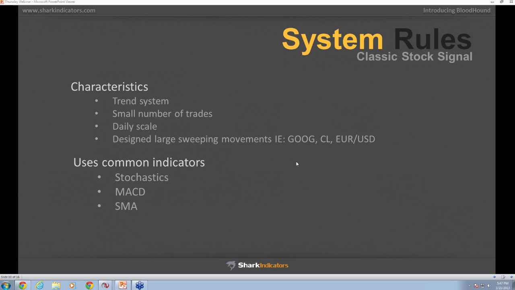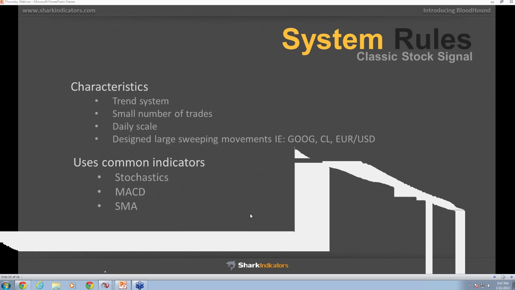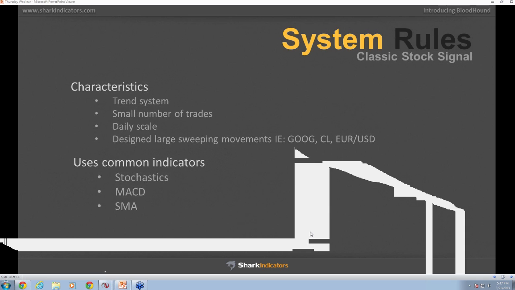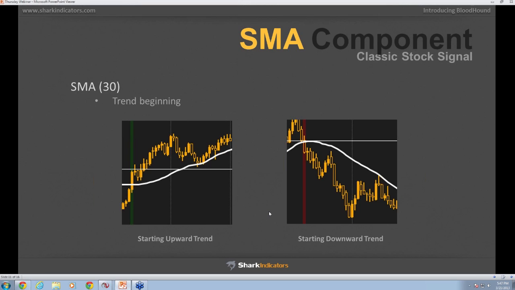Again, this is a little bit of the characteristics of the system, and as I mentioned before, it doesn't use anything special other than a couple of common indicators: the stochastics, the MACD, and the SMA. If you've done a little bit of trading, those should be very familiar to you. I want to go through the first component here. This is a system of crossovers, built on the idea of getting these three indicators to agree within the same kind of time frame, within a couple of bars of each other. Let's start with the simplest one.